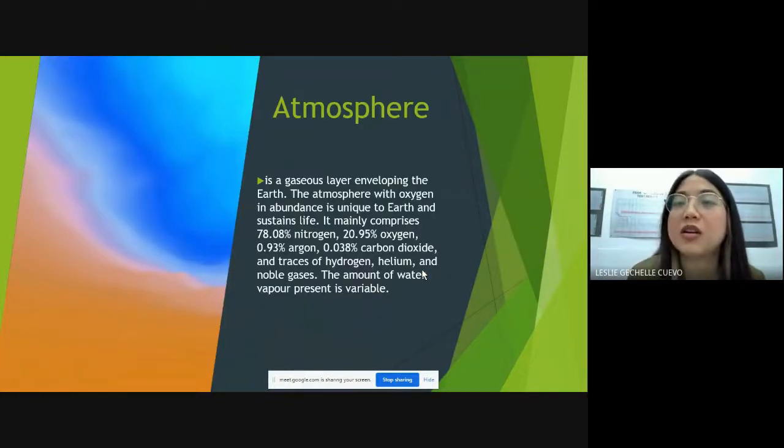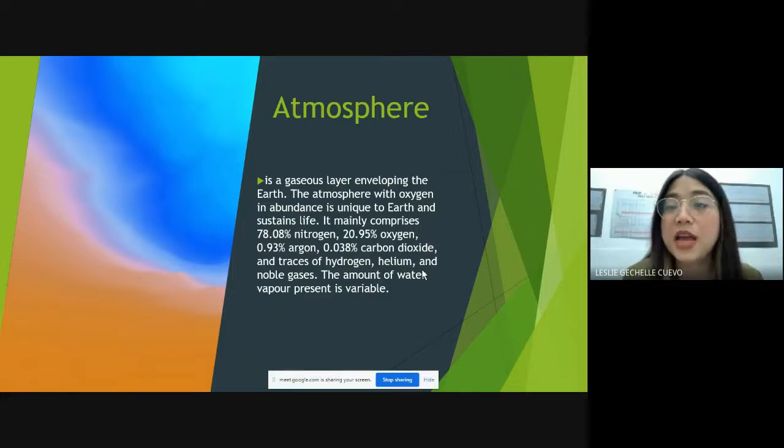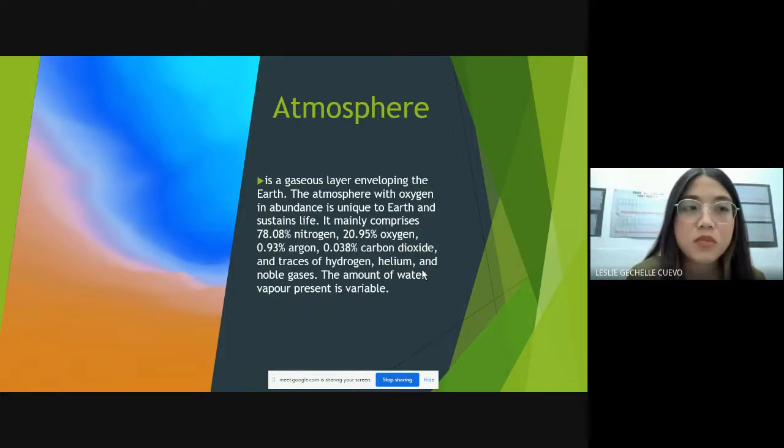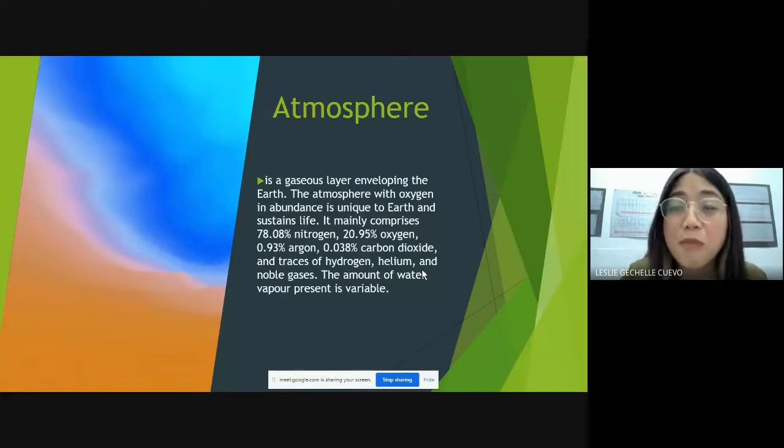Okay, atmosphere. It is a gaseous layer enveloping the Earth. The atmosphere in abundance is unique to Earth and sustains life. Unlike in other planets, wala silang oxygen. So people, well, of course, they cannot live there na hindi gumagamit ng ibang aparato. Kasi nga, ang tao, kailangan niya oxygen.